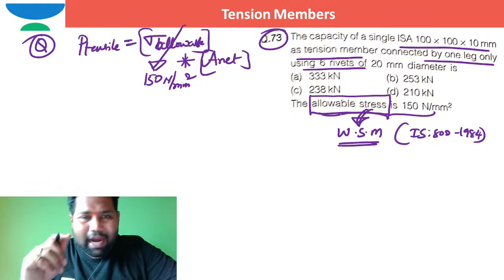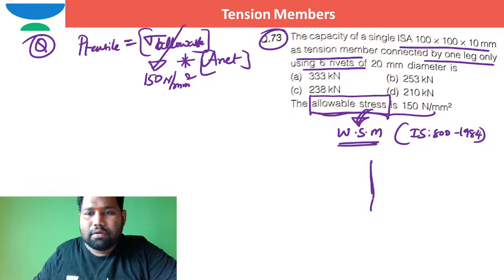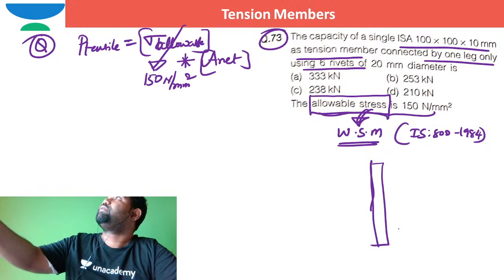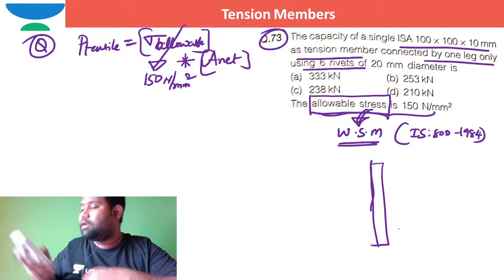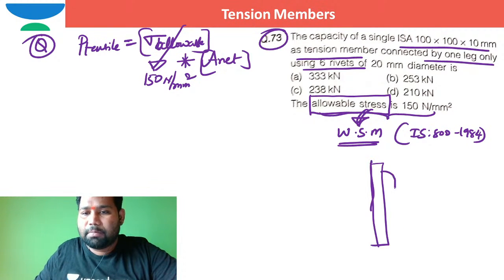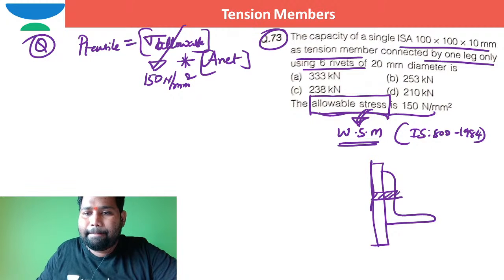That is how you need to understand whether the question is based on the working stress method or the limit state method. Coming to net area, here the capacity of a single angle is connected by one leg to a gusset plate. If this is a gusset plate, the angle is connected to this gusset plate with the help of 6 rivets, and all the 6 rivets are in a single line. You can assume it this way, right?